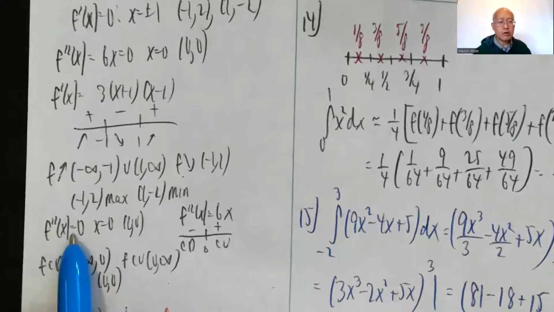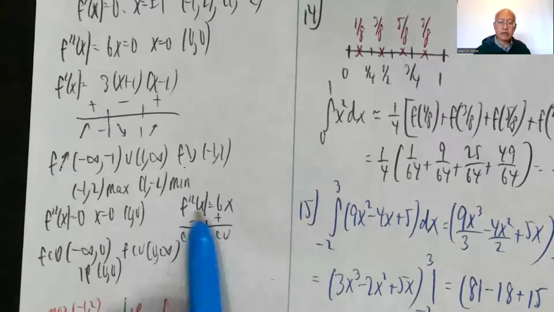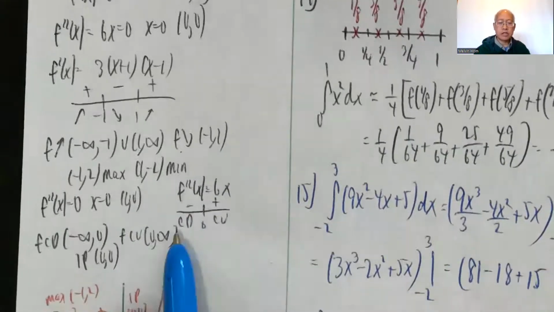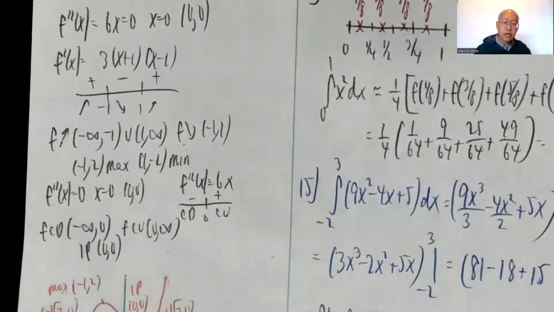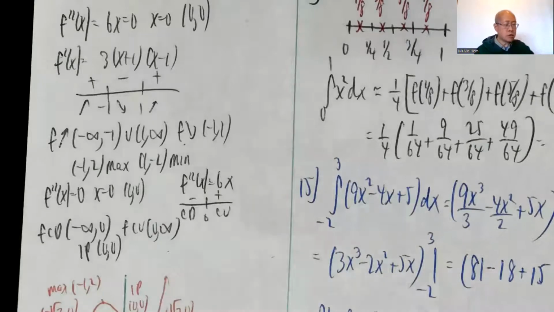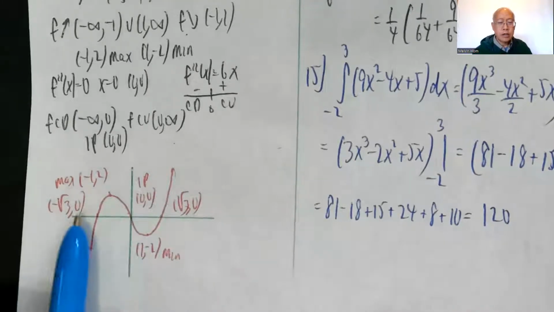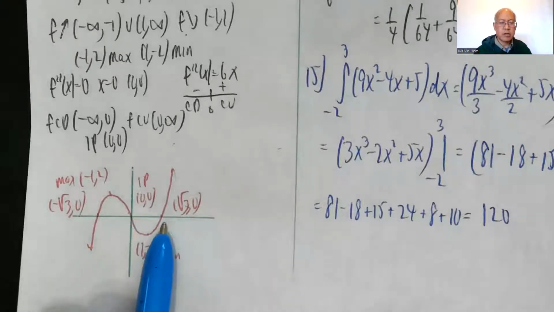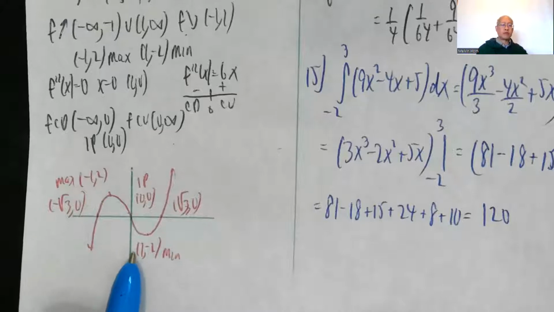Set f double prime equal to 0, that was easy, x equals 0, or 0, 0. Here's a sign chart for the second derivative, 6x. If I plug in a negative, I get a negative. If I plug in a positive, I get a positive. So CD, CU. So the function is concave down from negative infinity to 0, concave up from 0 to infinity. That means 0, 0 is an inflection point. So here's the graph: increasing, decreasing, increasing. Intercepts are negative radical 3, 0, 0, 0, and radical 3, 0. Inflection point at the origin, a maximum at negative 1, 2, and a minimum at 1, negative 2.